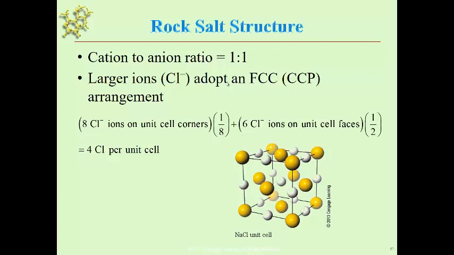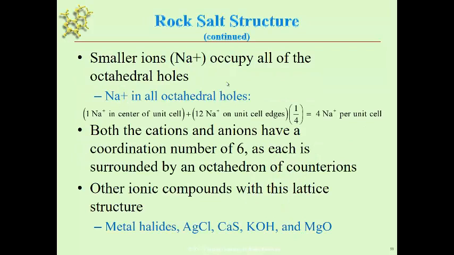So we have 4 chloride ions, and because it's a 1-to-1 stoichiometry, we must also have 4 cations. So if you look at the octahedral holes, again, we went through this process earlier. There's one in the center, it counts completely, and there are 12 on the edges, and they count as a fourth. And so that's a total of 4 cations. So the stoichiometry is 1-to-1.